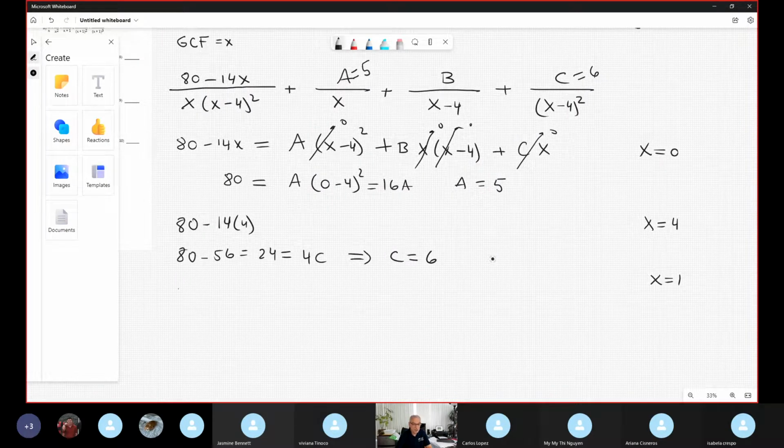So 80 minus 14 is 66, yeah. So 80 minus 14 is 66. Is equal. So we have A, which is 5 times 1 minus 4, which is negative 3, and negative 3 squared is 9. And 9 times 5 is 45, okay? 45.